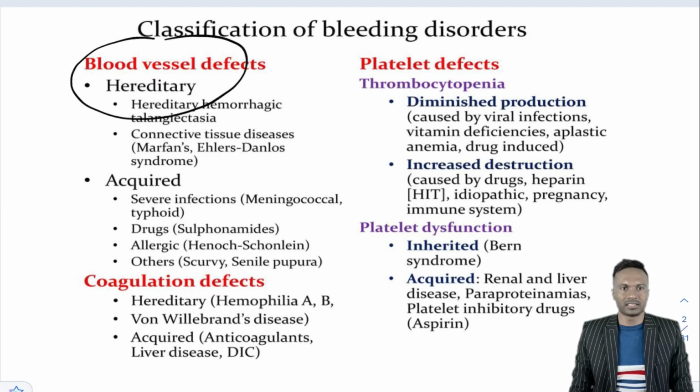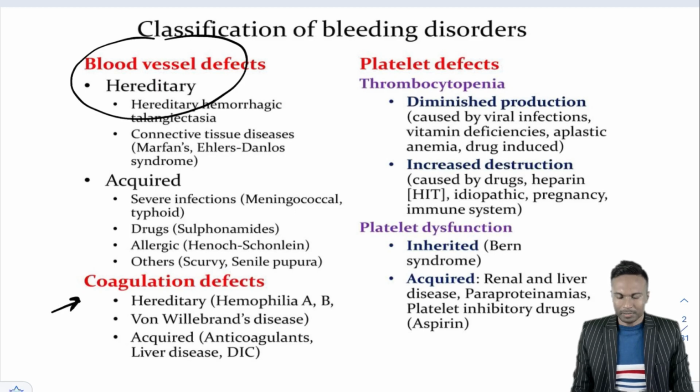Blood vessel defects, for example, in scurvy. In scurvy, what actually happens? The blood vessel itself becomes very weak and it can rupture and result in bleeding. The most important thing related to bleeding due to blood vessel defects is that all bleeding profile parameters and clotting profile parameters will come out to be normal.